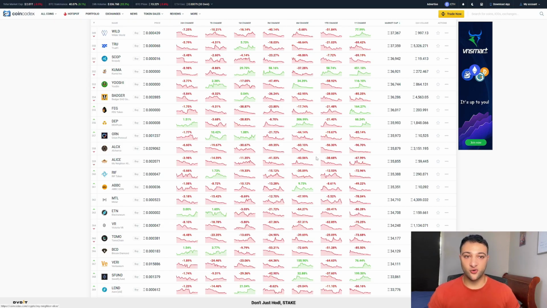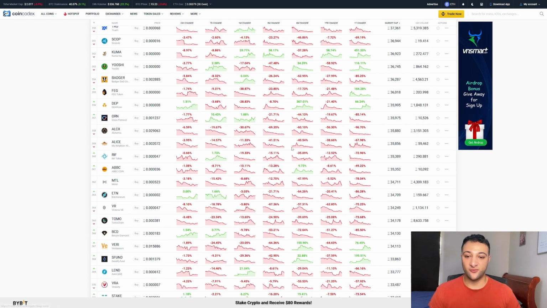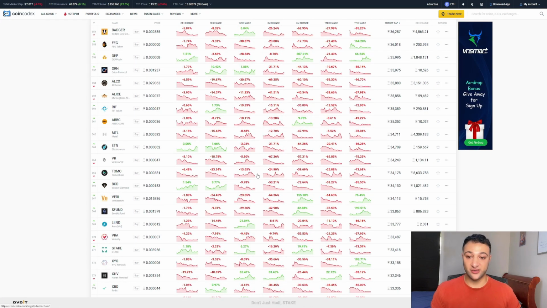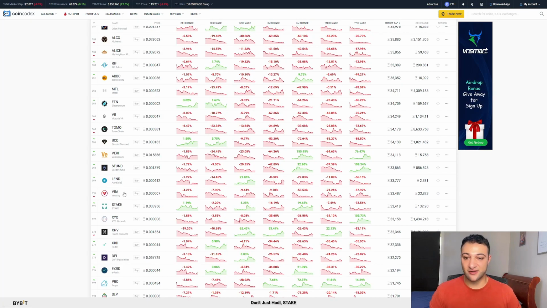So here we are on Coin Codex. I ping all of these values to its Ethereum value, and a coin needs to be able to outperform Ethereum for me personally, for me to really consider it. If we have a look at Verasity, rank 370, you can see it underperformed to Ethereum across the board.